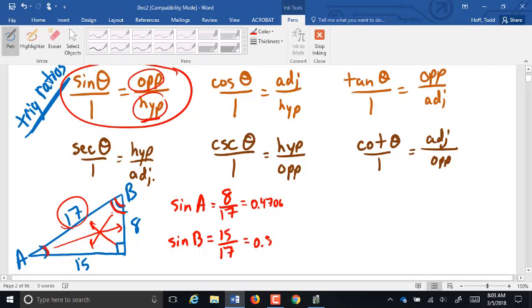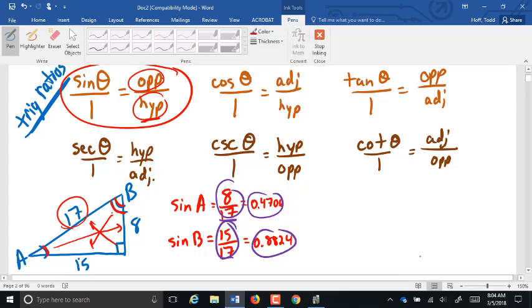0.8824. Now you get asked, how do I want it? Do I want it as a decimal or as a fraction? And it really doesn't matter. They're equivalent. The fraction is actually exact. The decimal is going to be rounded.